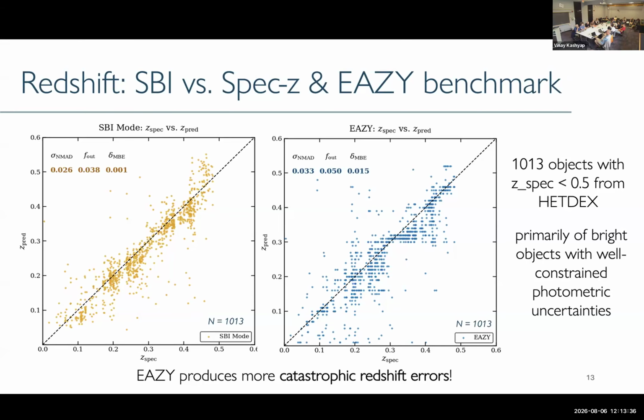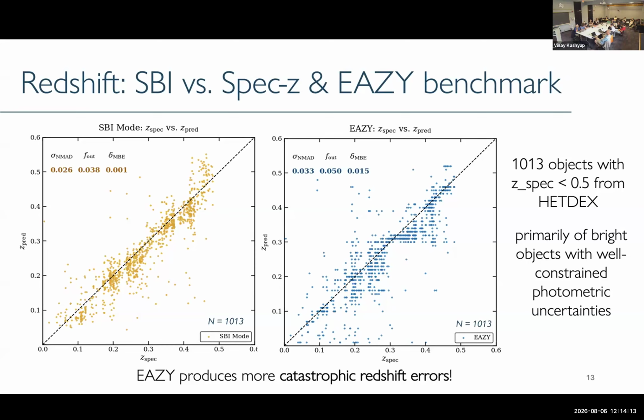The objects that I'm doing prediction on are low-z objects from HETDEX, and they are primarily very bright objects with very well constrained photometry. For HETDEX, you either have a low-z object or a high-z object due to the design of the survey. So we have more low-z objects than high-z objects, and I think high-z is z greater than 1.8, and you have very sparse objects in between.